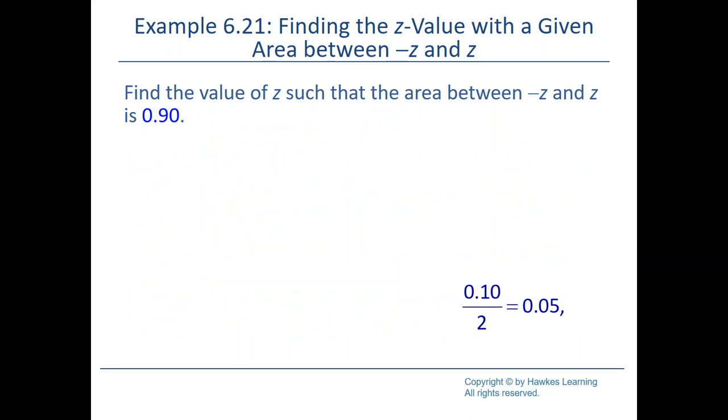Okay, so ignore my little thing right here real quick. Finding the value of z such that the area between negative z and z is 0.9.